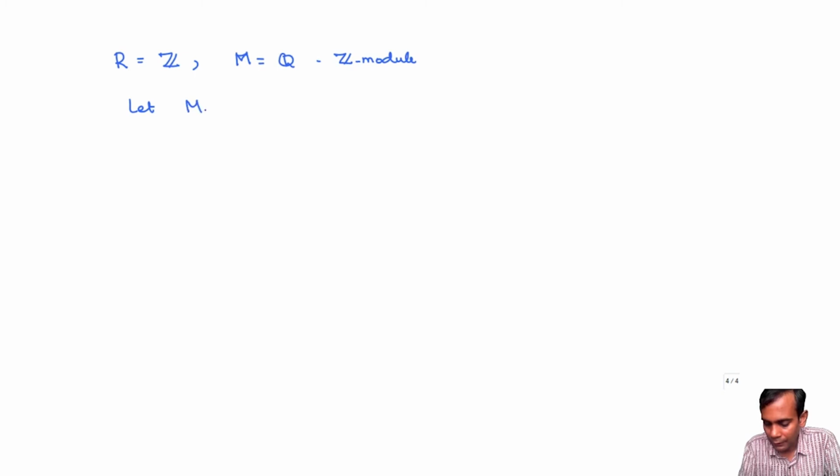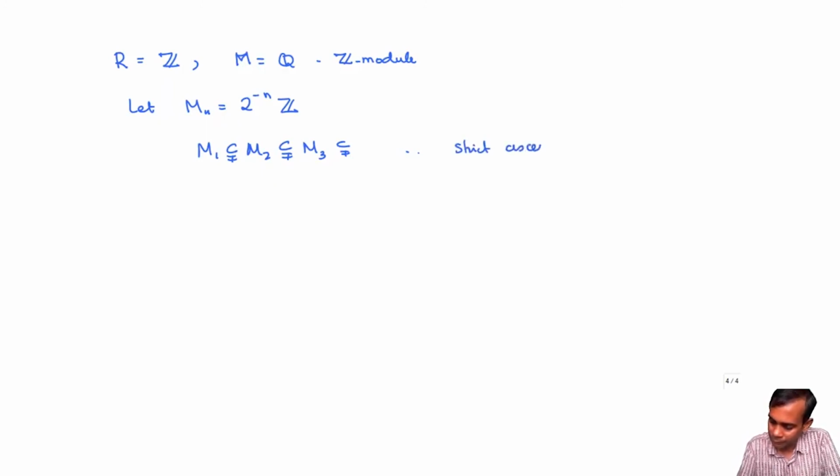Take Mn to be all rational numbers of the form 2 to the minus n times an integer. Then these are all rational numbers whose denominators divide 2 to the power n. And so clearly you have M1 properly contained in M2, properly contained in M3, and so on. This is a strict ascending chain. And you can easily check that these are actually Z submodules of Q. So Q is not a Noetherian Z module.